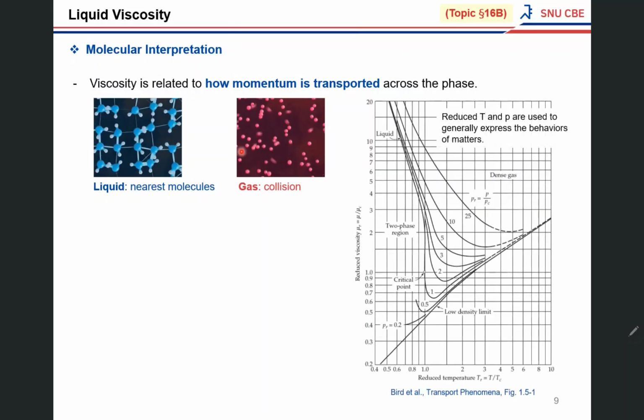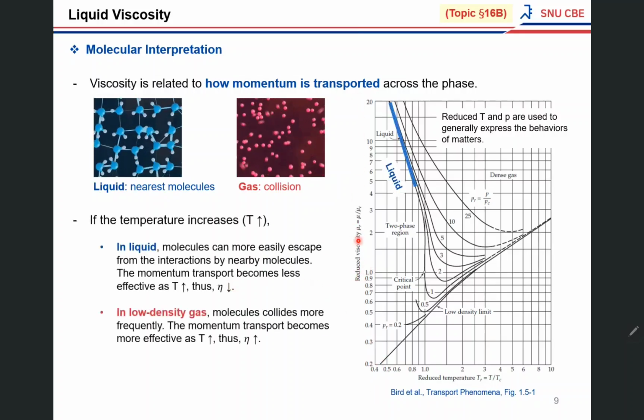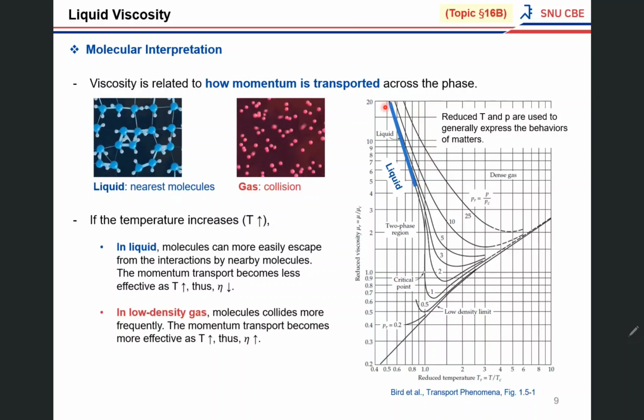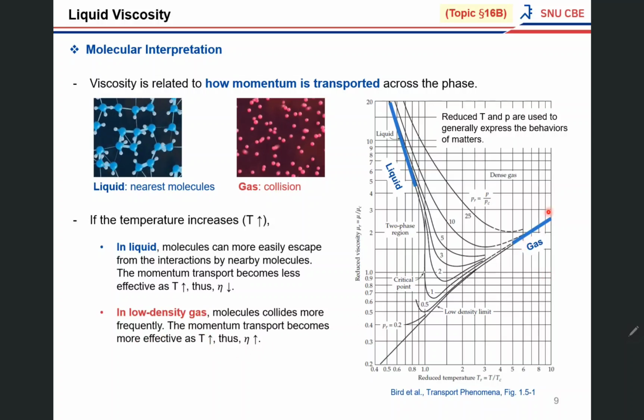So we have discussed this picture. We have the x-axis here, reduced temperature, basically temperature, and the y-axis is the viscosity. For the liquid phase, if you increase the temperature, then you make all the molecules easier to move, and you have less viscosity as you increase the temperature. But for the gas phase, if you increase the temperature, the collision frequency will increase. Then the momentum transport becomes more and more effective as you increase the temperature. As a result, the viscosity goes up. So that's the main difference between the liquid phase and the gas phase.